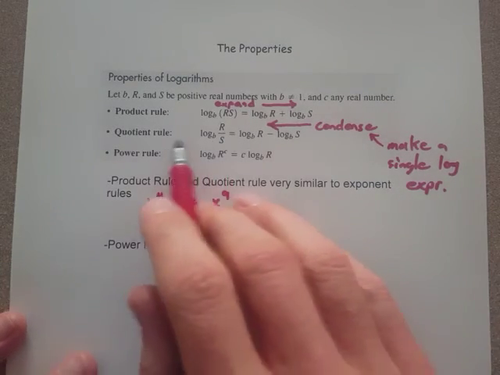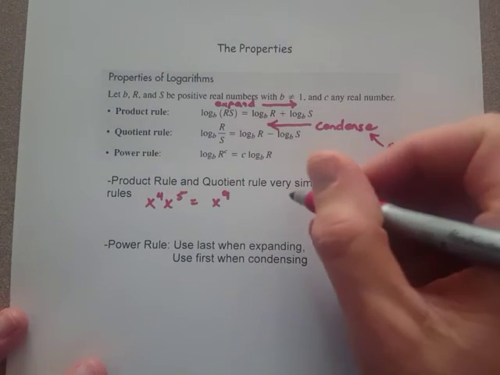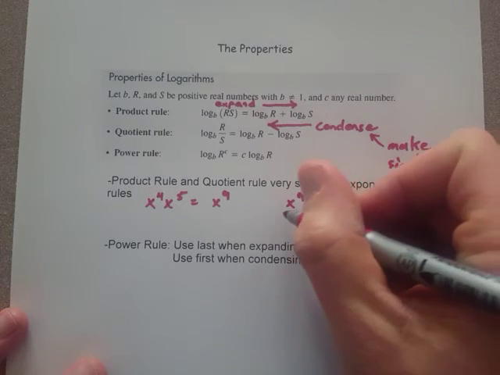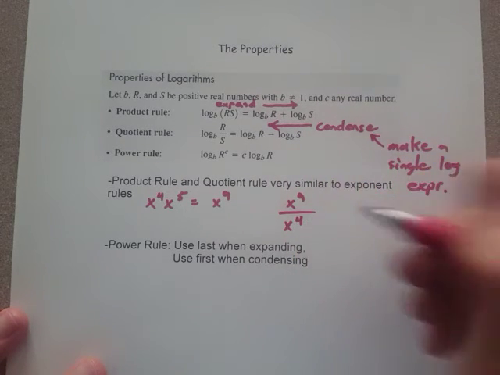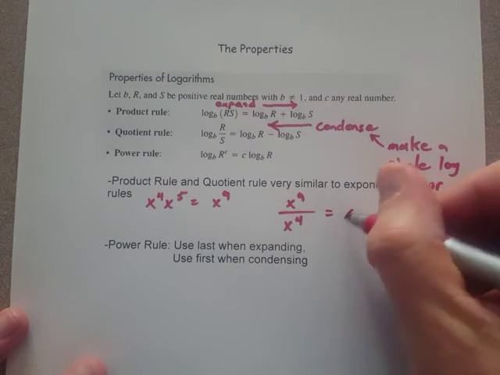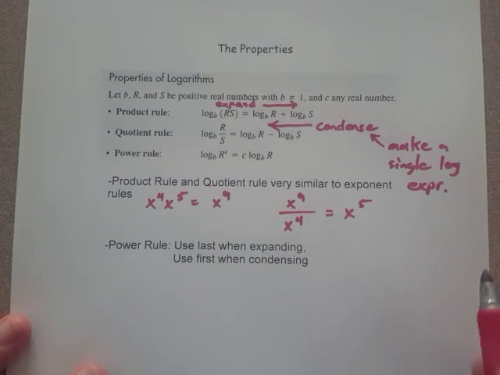Since logs and exponents are so closely related, it makes sense that that would be the case. Now with the quotient rule, we have subtraction and division, which is very similar to what we would do with normal exponents, because if I said x to the ninth divided by x to the fourth, I would do 9 minus 4, and this would go down to x to the fifth. And so subtraction goes with division.